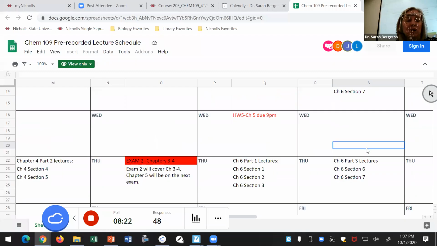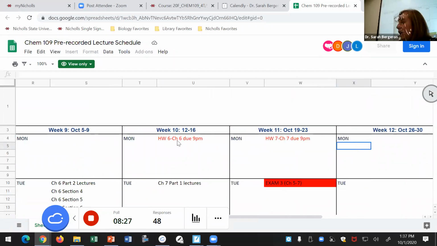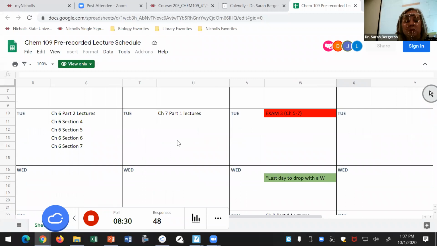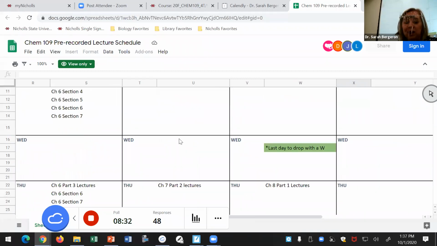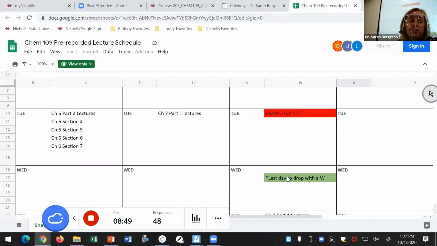So that means our homework gets pushed back to being due on Monday for chapter 6. And then we'll start chapter 7 the following Tuesday. The following Thursday was supposed to be an exam, but that'll be our chapter 7. Then chapter 7 homework is due on Monday, and then we'll have an exam on Tuesday. So this is Tuesday, October 20th, and then drop day is Wednesday, October 21st. So you'll have your 3rd exam grade before drop day.